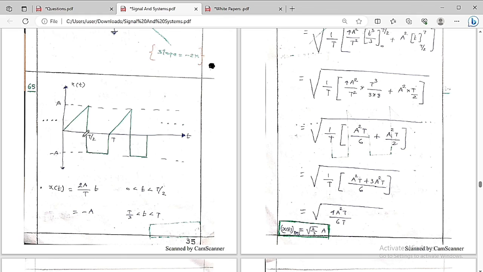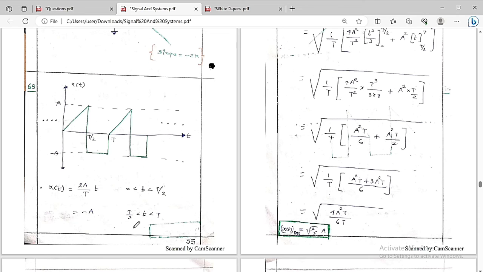A by T by 2 is nothing but 2A by T into small t. So 2A by capital T into t, which is y is equal to mx. Slope is nothing but 2A by T, and the x is nothing but t. Y is nothing but x of t. So x of t is equal to 2A by T into t. This is the expression for t from 0 to T by 2.